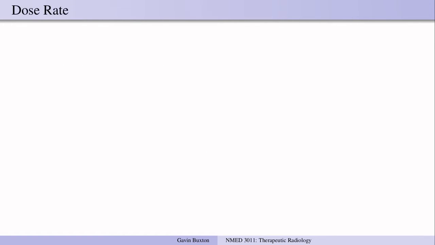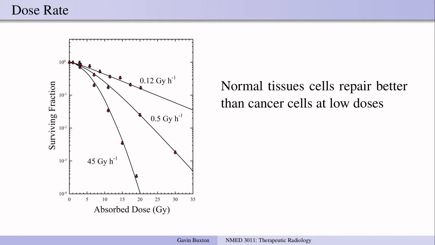When it comes to dose rate, normal tissues repair better than cancer cells, so low dose rates give you more time to repair damage. This is the basis of low dose rate brachytherapy, which we did for 80 years before people started doing high dose rate brachytherapy.